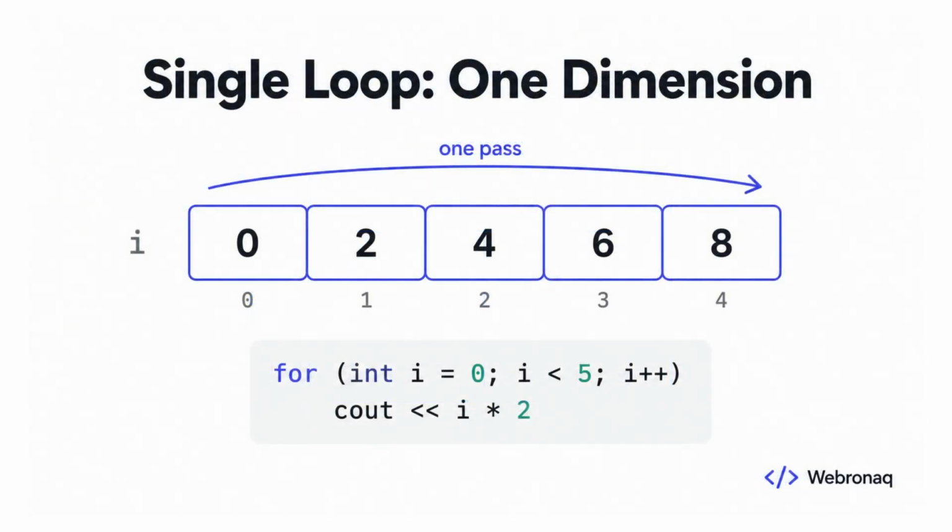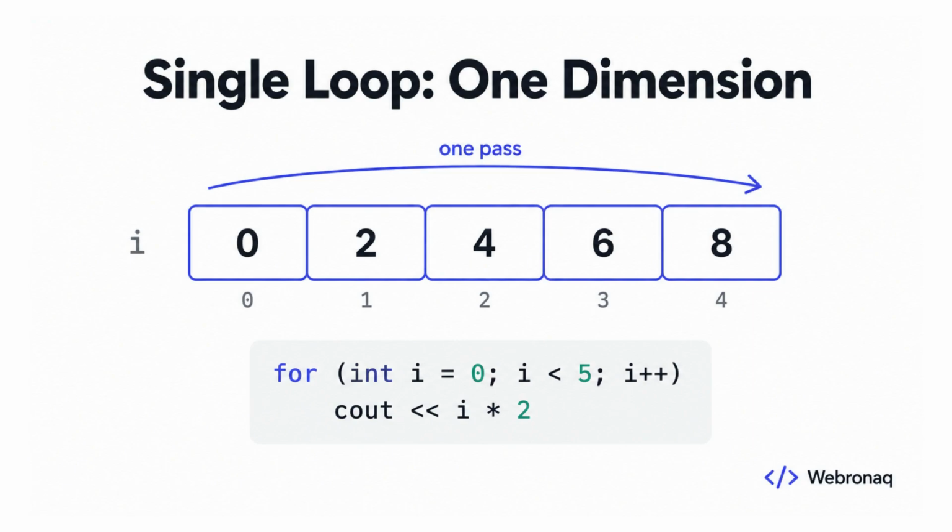Alright, before we nest anything, let us make sure the single loop mental model is solid. A for loop has 3 parts, a starting value, a condition that keeps it running, and a step that advances it. In code, you write for, then i equals 0, then i is less than 5, then i increment. Each time the condition holds, the body runs once, then i advances, and the condition is checked again. For 5 iterations, i takes the values 0, 1, 2, 3, 4, one dimension of movement.